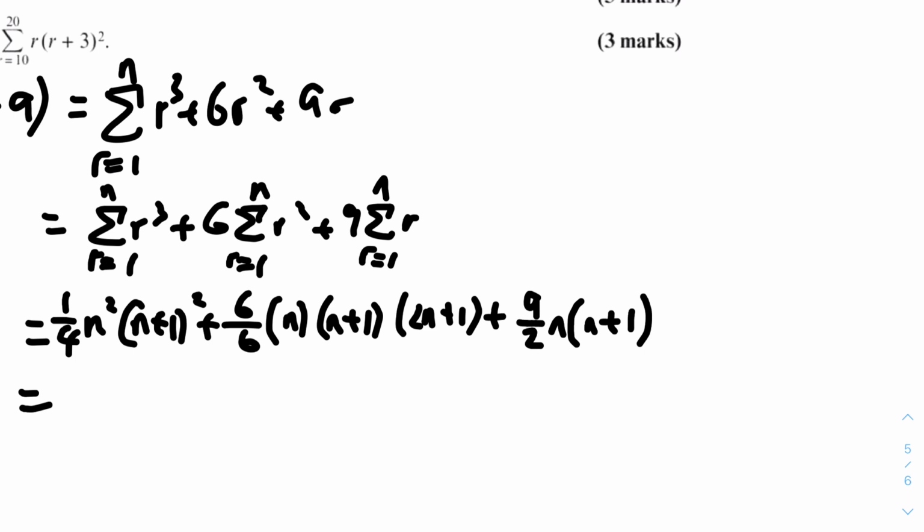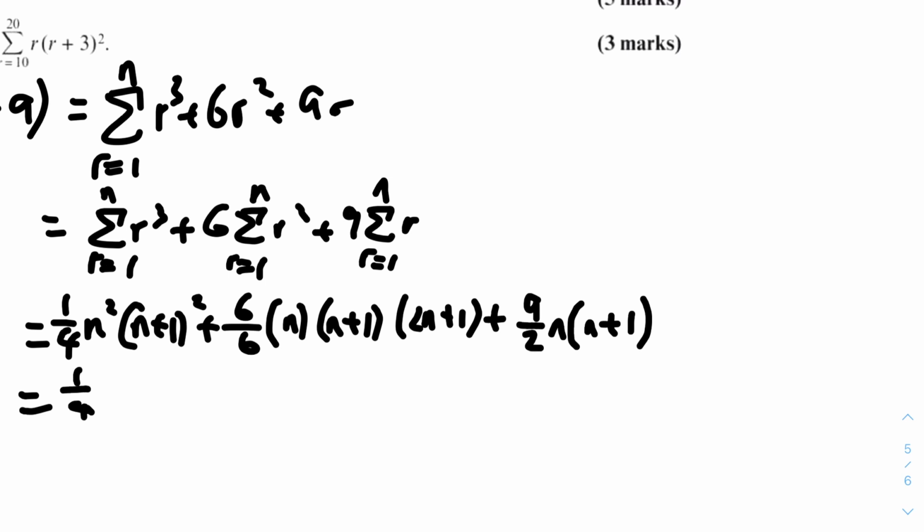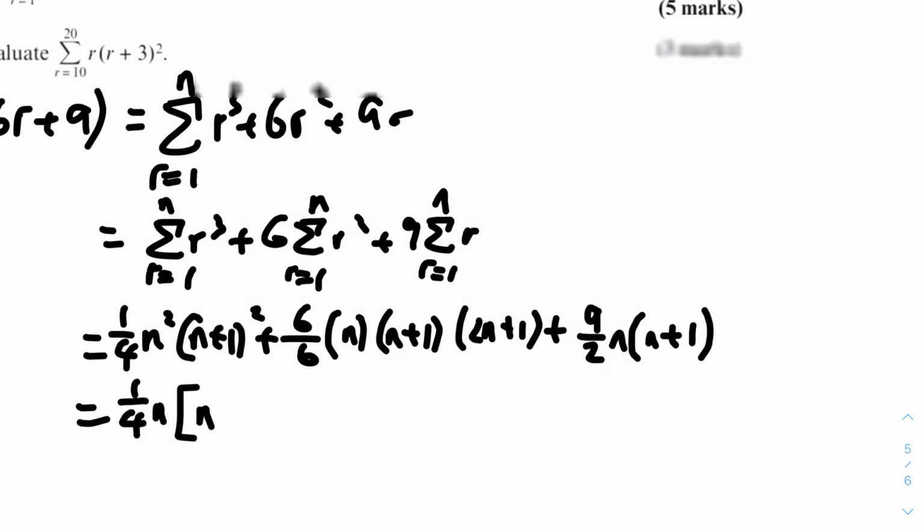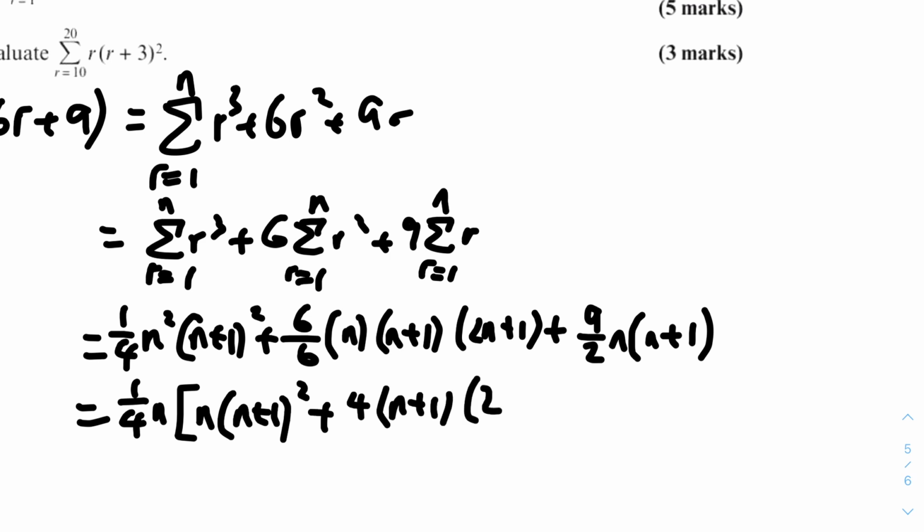So you can see that there's a 1 over 4 in the front, so let me just see if we can factorize 1 over 4 out of everything, and we can. So let's just factorize 1 over 4 n. So it'll be 1 over 4 n, and this will be left with n times n plus 1 squared. And the second one, 6 over 6 is just 1. So 1 divided by 1 over 4 will be 4. So 4 times n plus 1, 2n plus 1.